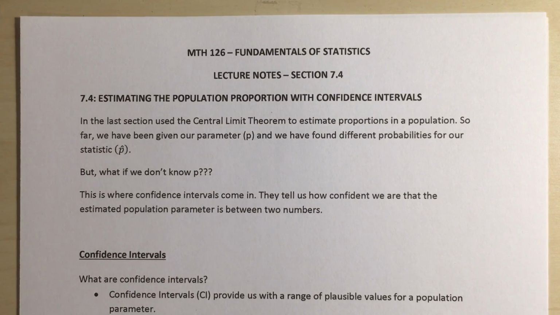So today we're going to start section 7.4, and in section 7.4 we're going to talk about estimating our population proportion with confidence intervals. In the last section we used our central limit theorem. When we were using our central limit theorem we were estimating proportions in a population.